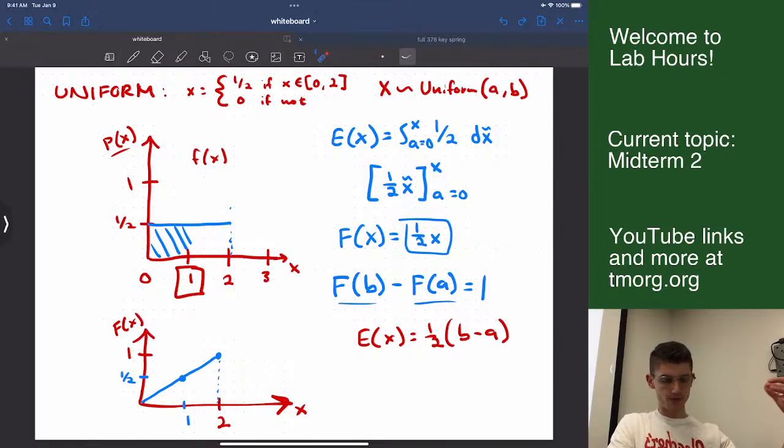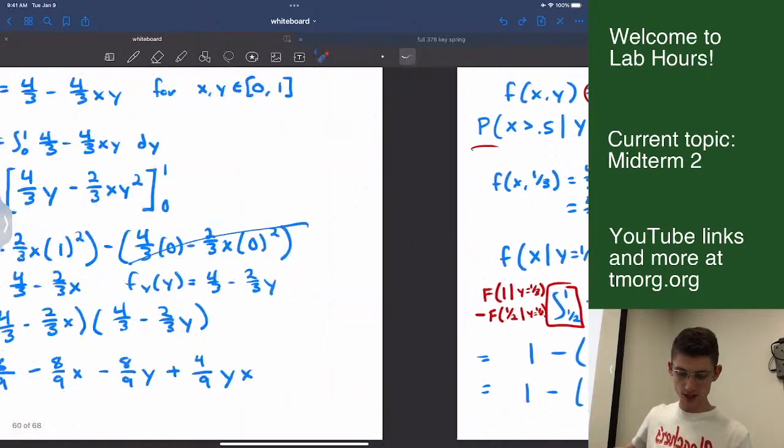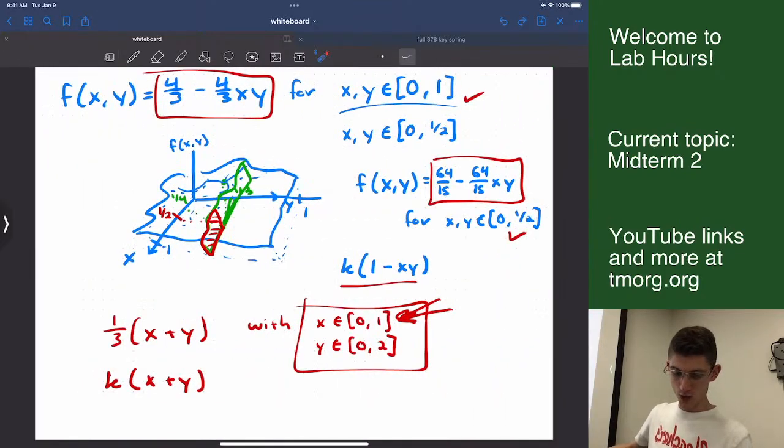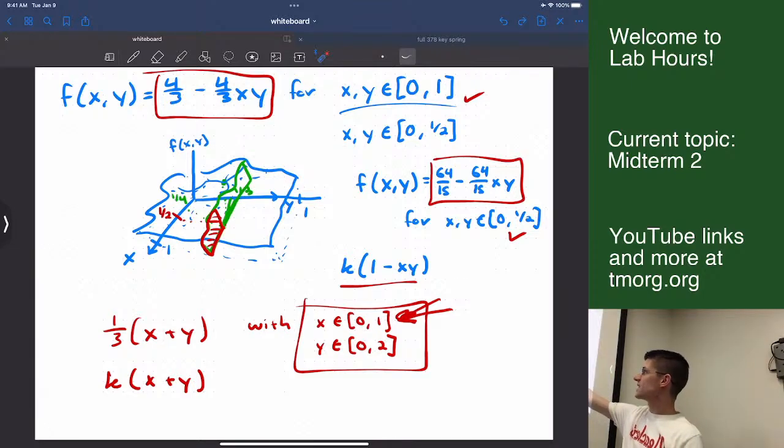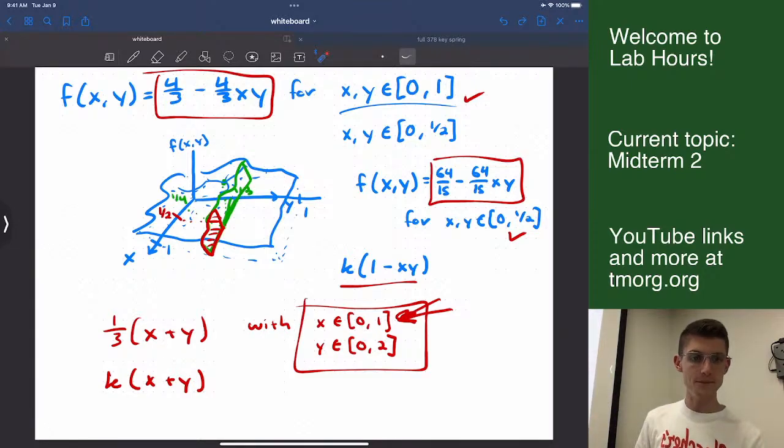Remember how to go from a PDF to a CDF. Remember what plugging a value into a CDF means. That's why we did these graphs here with uniform. Think about this relationship between this graph and this graph. Think about the relationship between what this joint PDF means and what its integral would be. Keep that in mind.